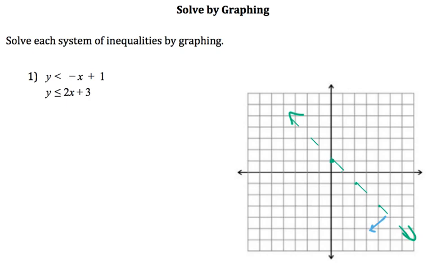And I always like to be thorough, so I know that 0, 0 should work in this equation, and I'll see if 0 is less than 0 plus 1. Well, it is, so that means we would be shading the correct region, and that we should not shade in this top right region.